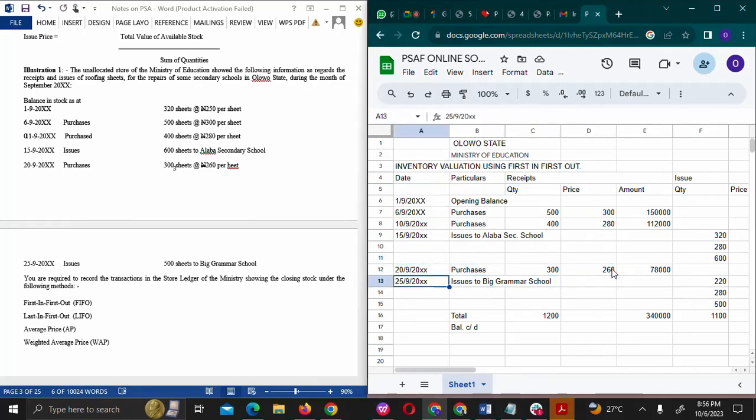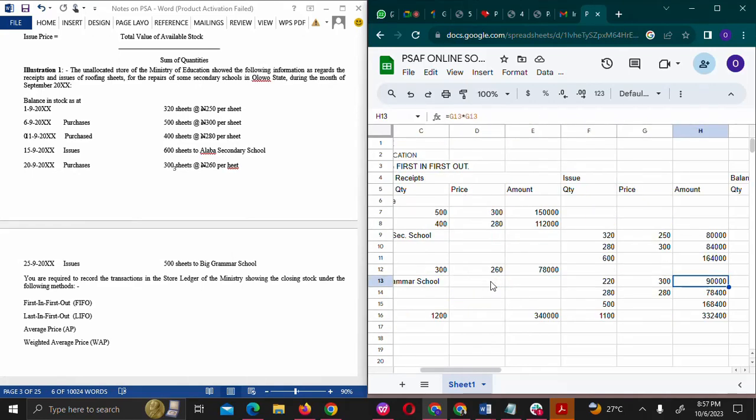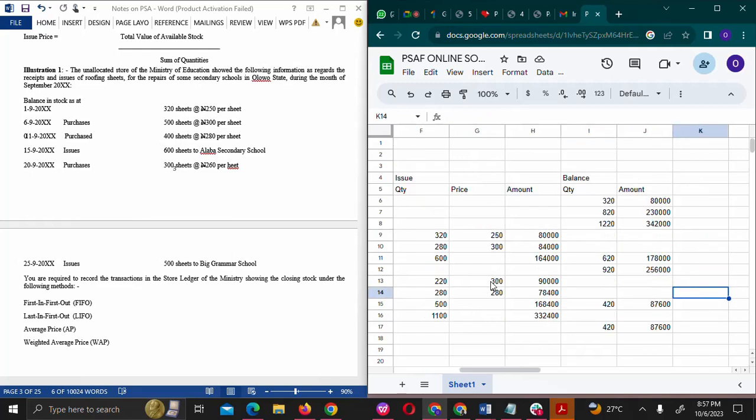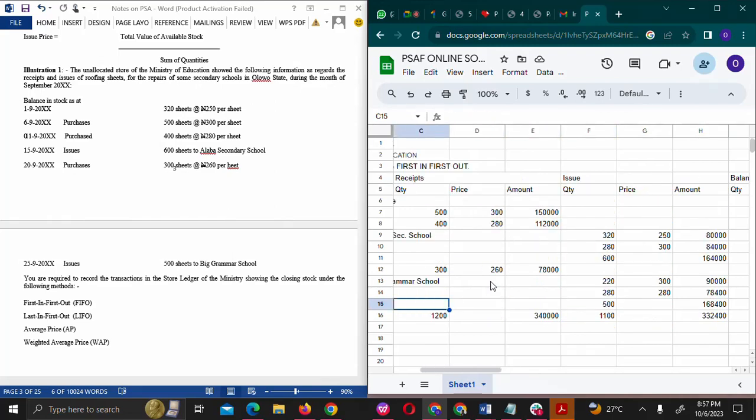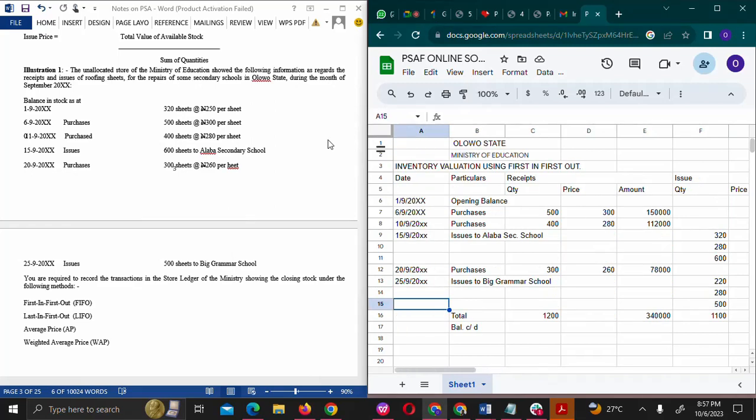I did that. And for issues, out of these 500 that I have left, I have taken 280 out already. So I have 220 left. So I have 220 times 300 at 90,000, and 280 times 280 at 78,400. And that's how I got my closing balance. So what I just did at the end of the day was just to add everything up to get the actual amount. Any question, please?